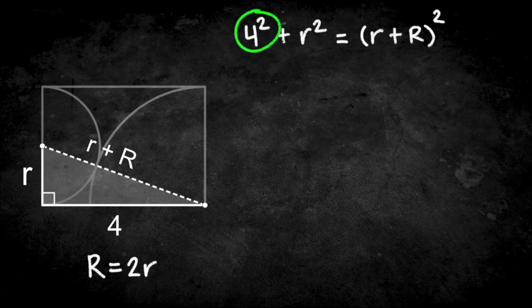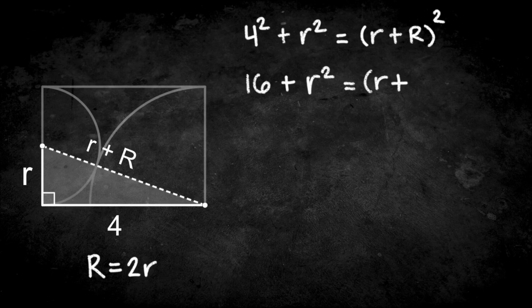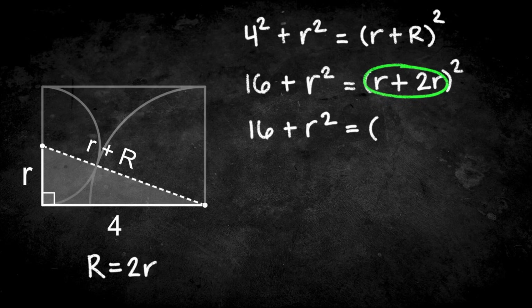4 squared is 16. And then let's substitute capital R equals 2 times small r into the equation. Let's proceed. Small r plus 2 times small r is 3 times small r. 3 times small r squared is equal to 9 times small r squared.